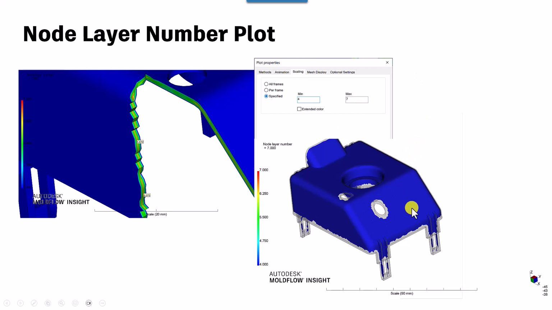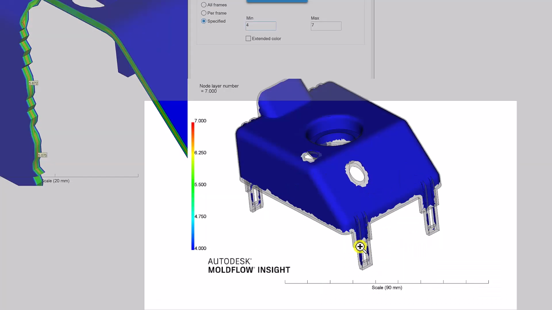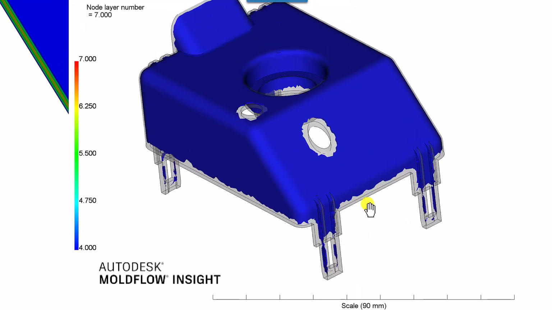This shows the sections in the part where the node layer number is below 4, and the software probably tried its best to create them. Being thin sections, it's not possible to create them, and as mentioned earlier, there may be little accuracy issues in the plots measured across the thickness, but not necessarily a major impact.